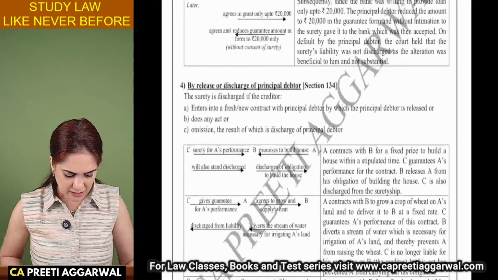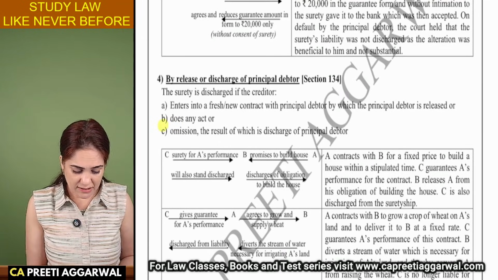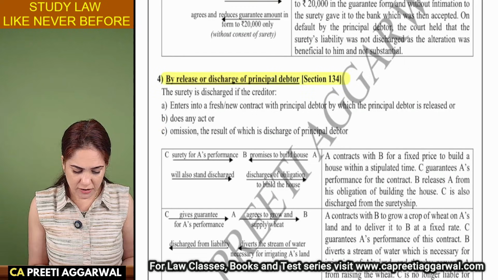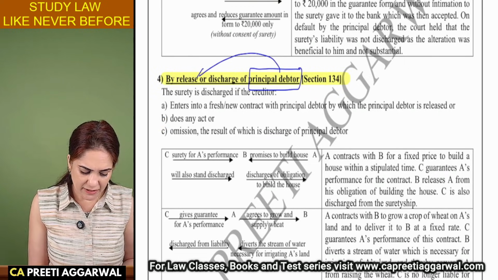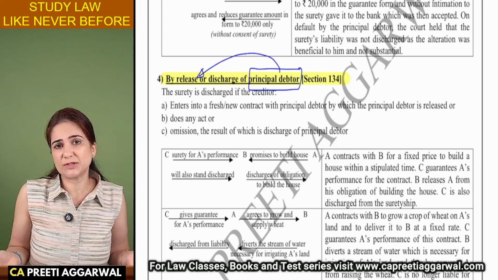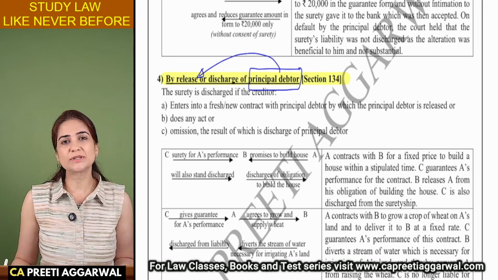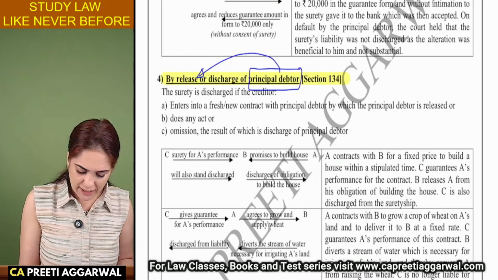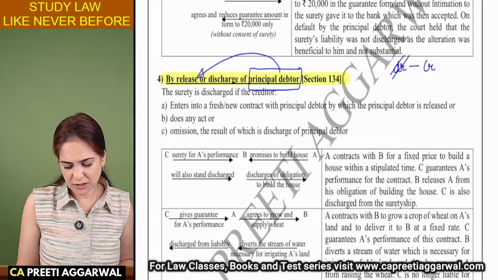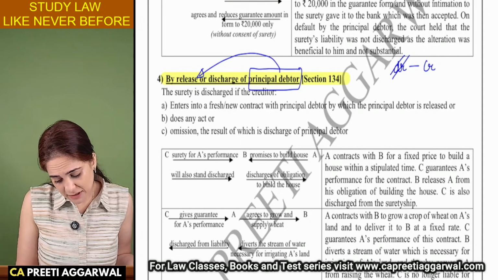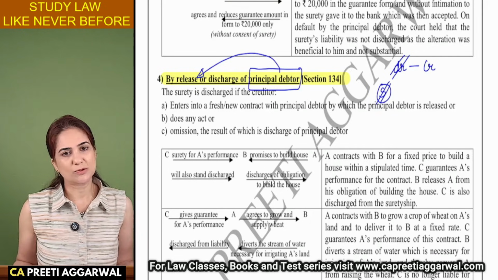Then we have section 134. By release or discharge of the principal debtor. See, if the principal debtor is released, if the principal debtor is discharged, he is not liable. Automatically, his surety is also discharged. So let's say that the creditor has discharged the debtor. If the debtor is no longer liable to perform, the surety is also discharged.